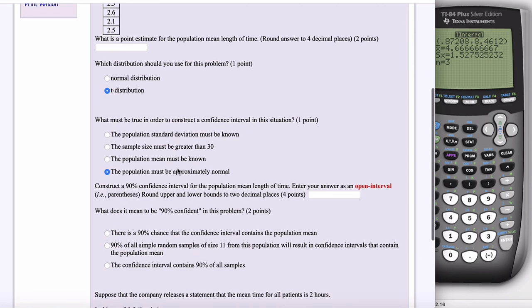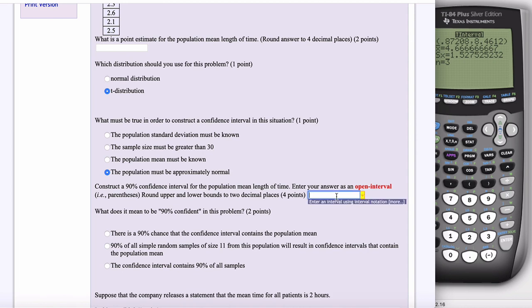Construct a 90% confidence interval. That's just these two numbers that come out of here. Although note that typically they give you two different boxes to type the two different answers in. In this case, they want it as an open interval. So you'll type parentheses, some number, comma, some other number, close parentheses. So use this format with the parentheses and the comma in between. Otherwise, it won't understand what you're getting at.